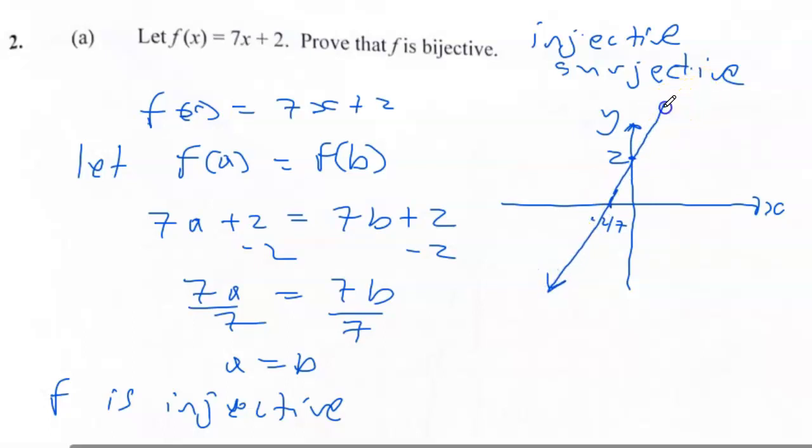I drew arrows to show it continues. So this is the graph of y equals 7x plus 2. You know, we use f of x and y interchangeably. F of x equals 7x plus 2, y equals 7x plus 2, same thing. So when you're proving injectiveness graphically, it's about writing a statement. Notice if you draw any horizontal line, any horizontal line drawn will cut the graph only once. And you'll write a statement.